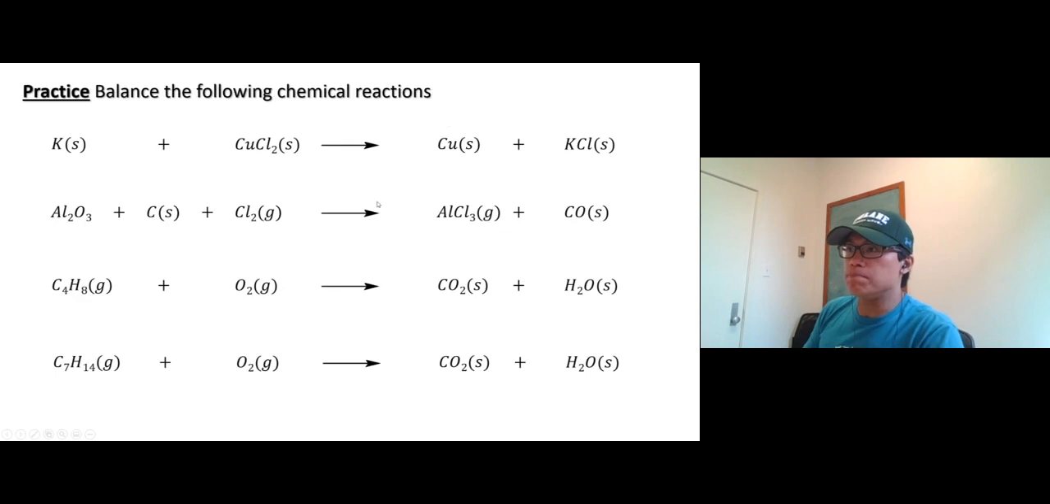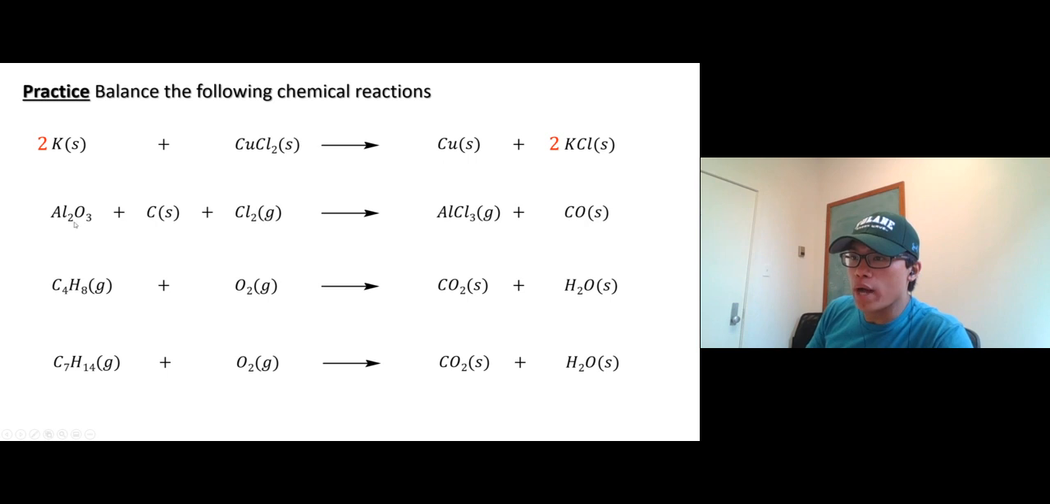All right, next one. This one, try to do by yourself first and then check with me. Let's say we got potassium 1 each, so we're good. Chlorine 1 here, chlorine 2 here. So I'm going to put 2 in front of potassium chloride. All right. Adding 2 right here, so we have 2 potassium. Have to adjust the number of potassium here, so 2 potassium as well. Copper is 1, so we're good.